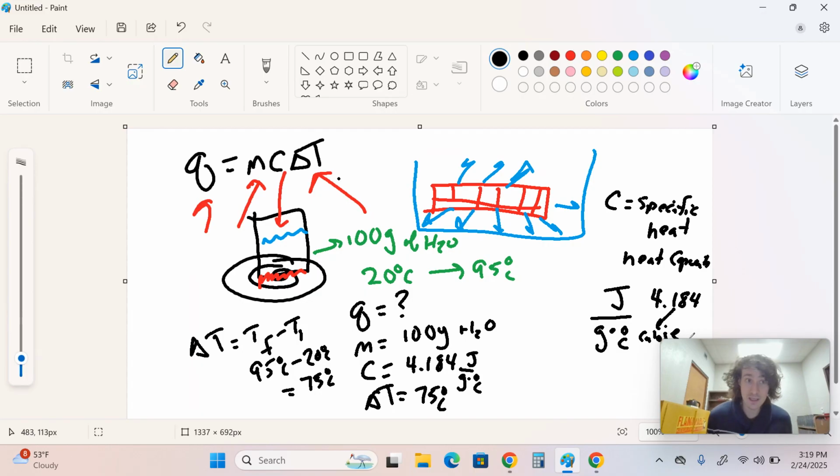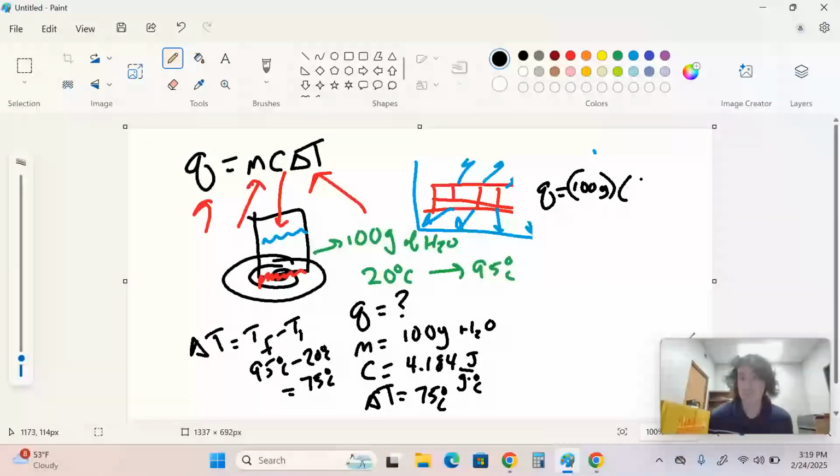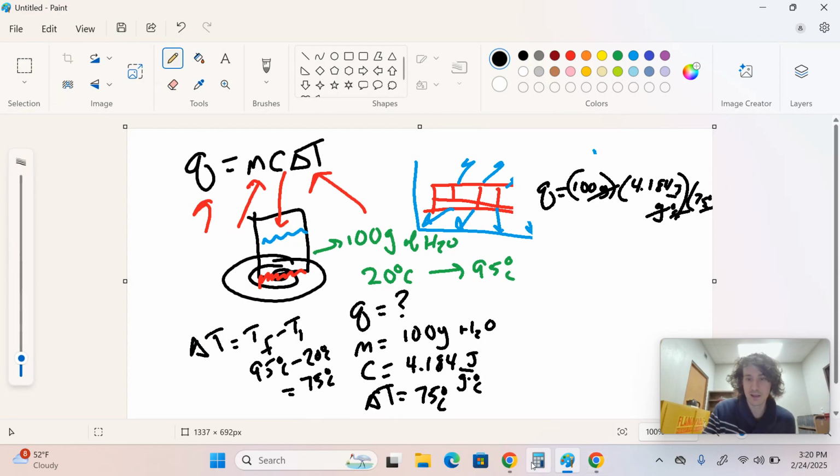So now we have these, and we can plug in our numbers. Let me erase all this, and we'll do that. So Q equals what? 100 grams times 4.184 joules per grams times degrees Celsius times 75 degrees Celsius. And hopefully you're saying, oh, I see, the units cancel. Grams go bye-bye, degrees Celsius goes bye-bye. We're left with joules, which is what Q has to be. That's nice.